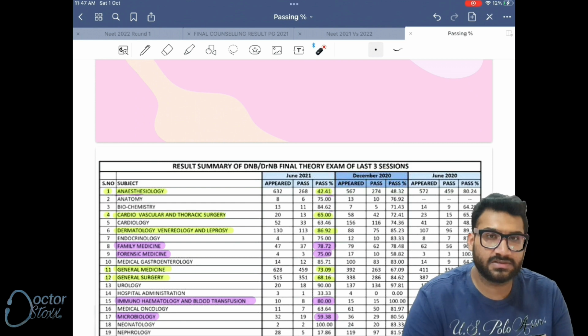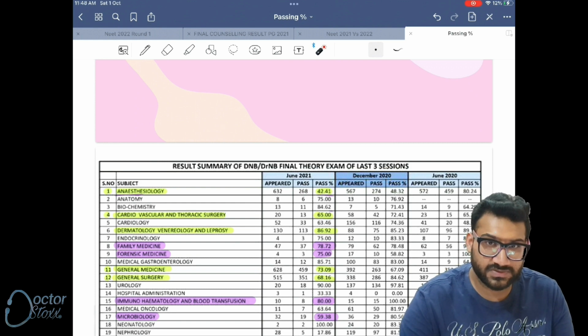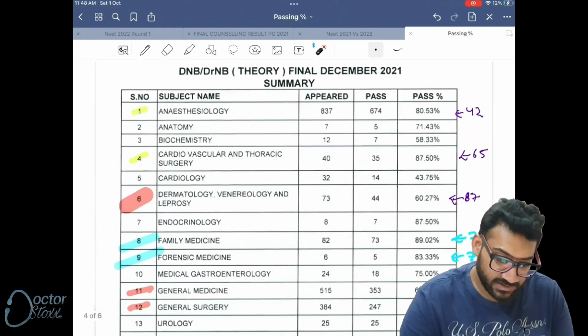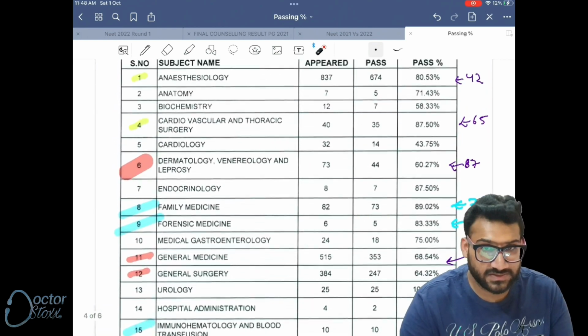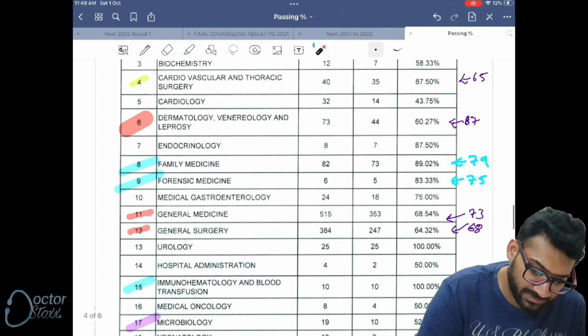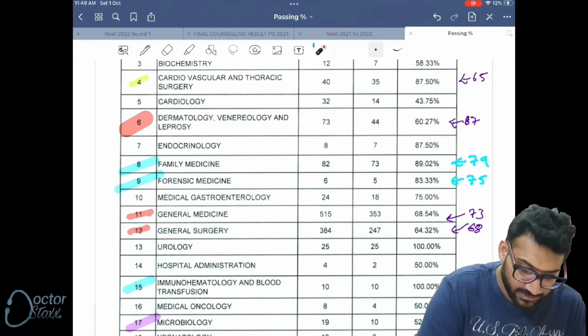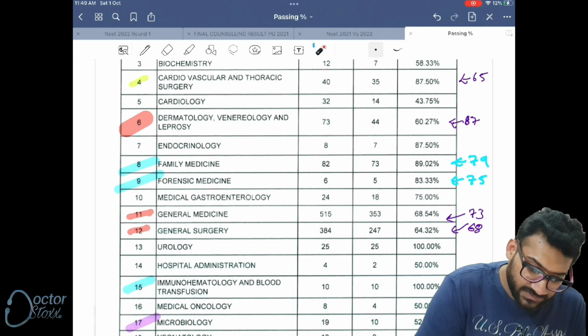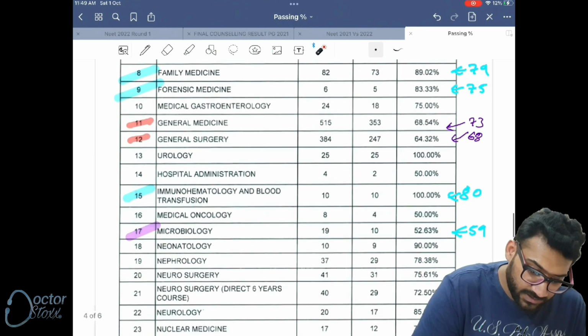So now we will compare theory results of June 2021 with theory results of December 2021. Let me see whether passing percentages are increasing or not. First we will talk about family medicine. As you can see, it has increased from 79% to 89%, that is a really good thing. And in forensic medicine, again it has increased from 75% to 83%. In immunohematology and blood transfusion, again it has increased from 80% to 100%.